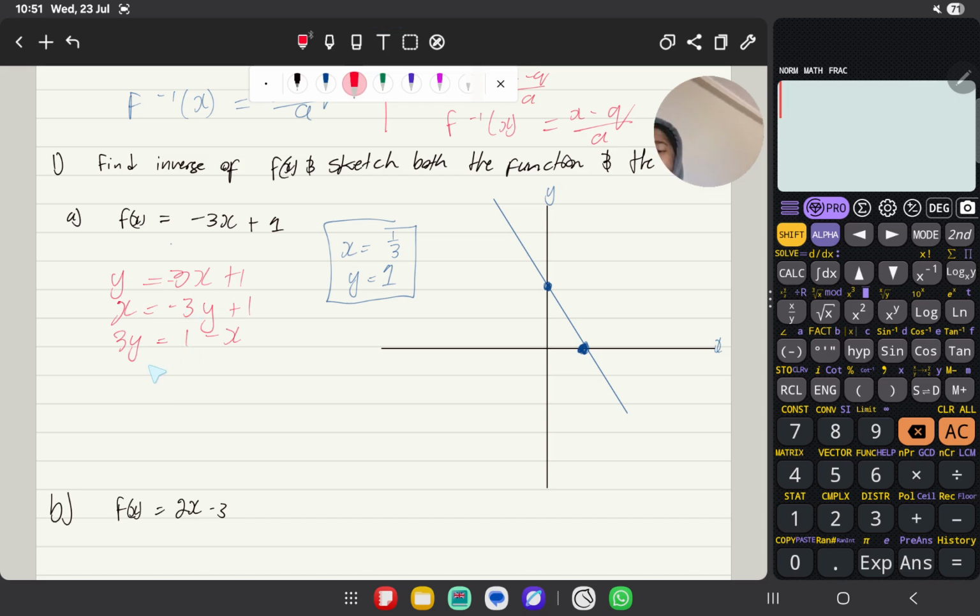Then what we have, divide by, so we have 1 over 3 minus x over 3. Right, therefore your inverse function is minus 1 over 3 minus x over 3, right? So from that inverse function, we can then calculate our intercepts.